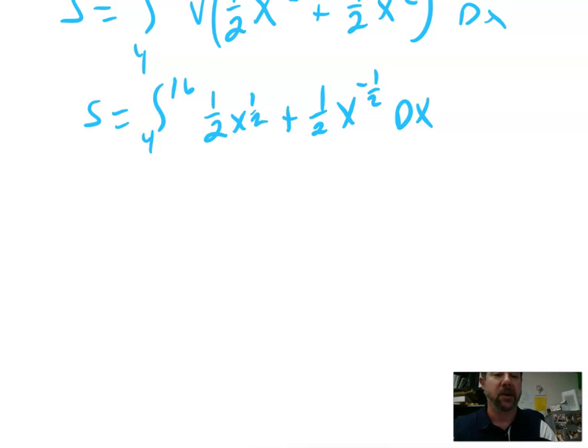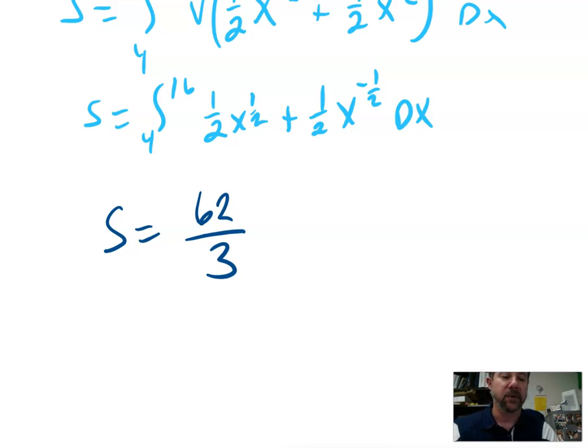We should be able to integrate that right there. And I'm just going to say that the factoring trick was the part I wanted to show you. When you do this, you should get s equals 62/3, though. Maybe try to work that out and see if you get there.